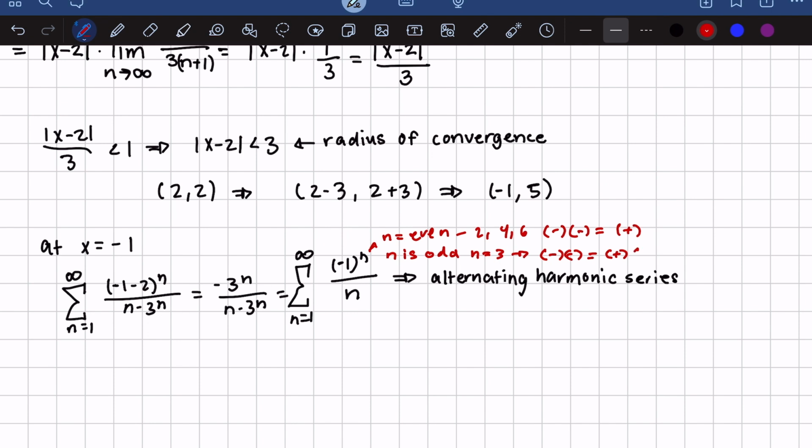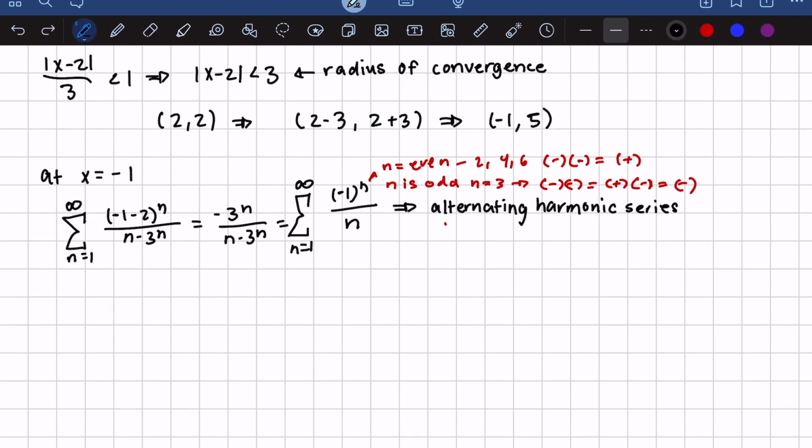But you have to multiply it again, a negative, which makes it negative. So this is why it's an alternating harmonic series, because as you go 1, 2, 3, 4, when you switch between even and odd, the value goes from negative to positive. Now we also have to check x equals 5.